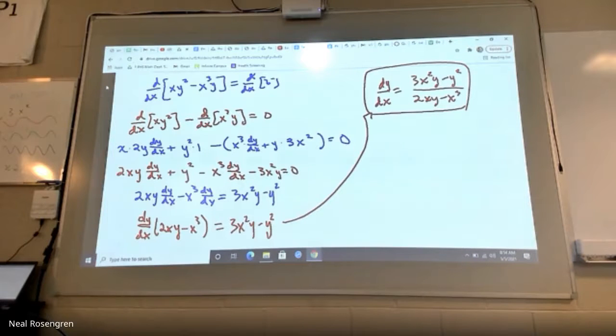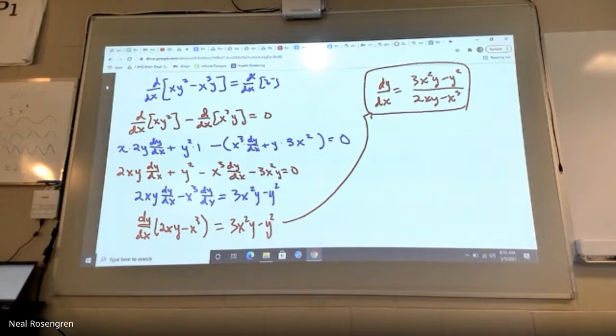Find a vertical tangent, which would be setting the bottom equal to 0. And then just plug it back in and solve it. So if you know x, you can figure out y, or vice versa. Cool? Got it? Doing all right?